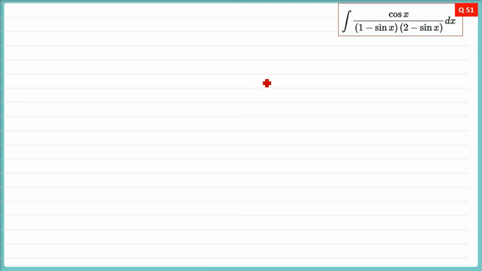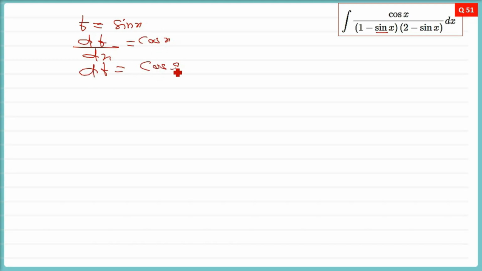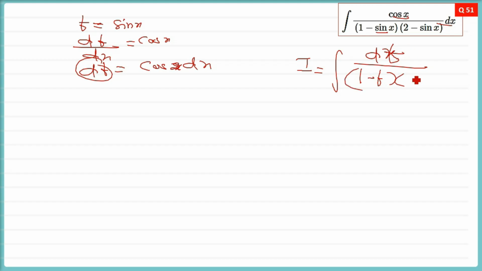Now this question, only trigonometry is seen here, but once you eliminate the trigonometric content, you will see it will be the most easiest question until now. If you replace t by sin x, dt by dx will be cos x. So this dt will become cos x dx. This is not cos 2, this is cos x. So this integration will become this dt is cos dx. Cos dx is already in the numerator. So this will form dt in the numerator. In the denominator, it will be 1 minus t and 2 minus t.